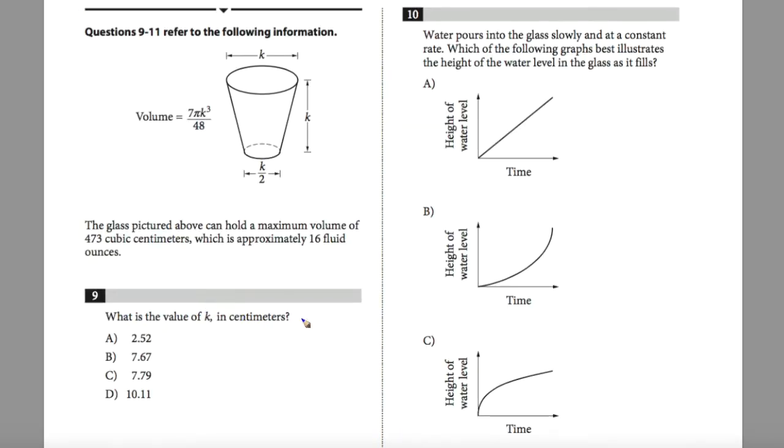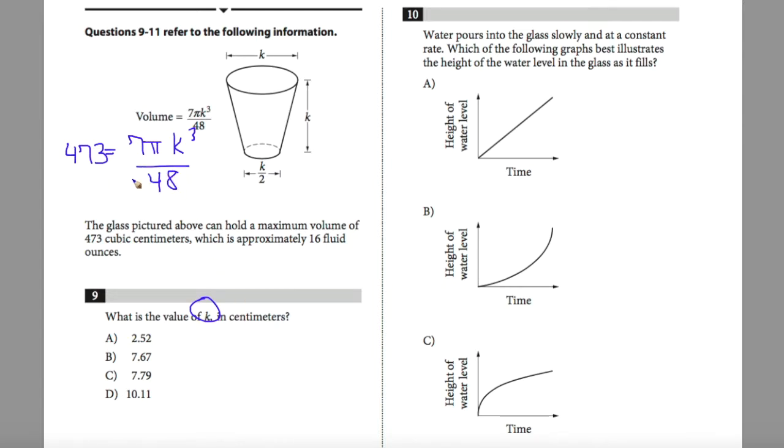9, what is the value of K in centimeters? I'm given this description here, or this figure. It says volume equals 7 pi K to the third power over 48. The glass pictured above can hold a maximum volume of 473 cubic centimeters. Well, if I know that my maximum volume is 473 cubic centimeters, this equals 7 pi, here's my K to the third power, which is what I'm going to end up solving for. Right? What is the value of K in centimeters? And then here I have 48.